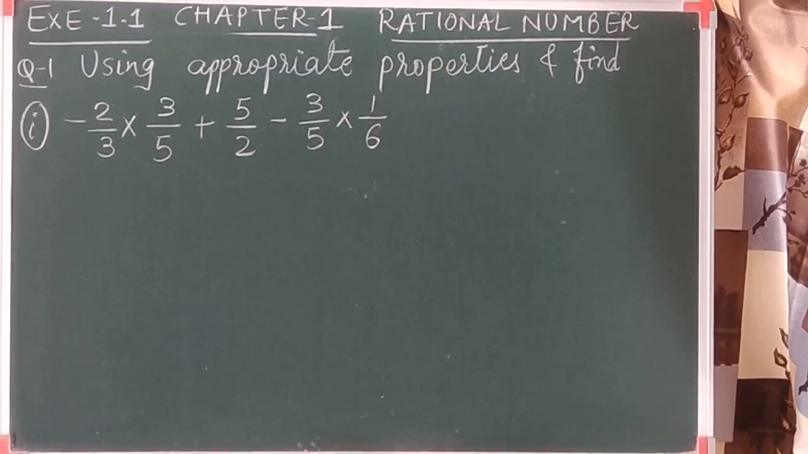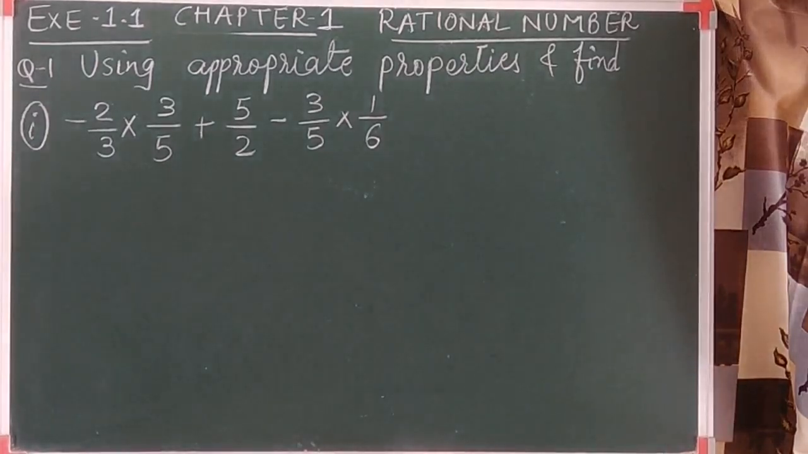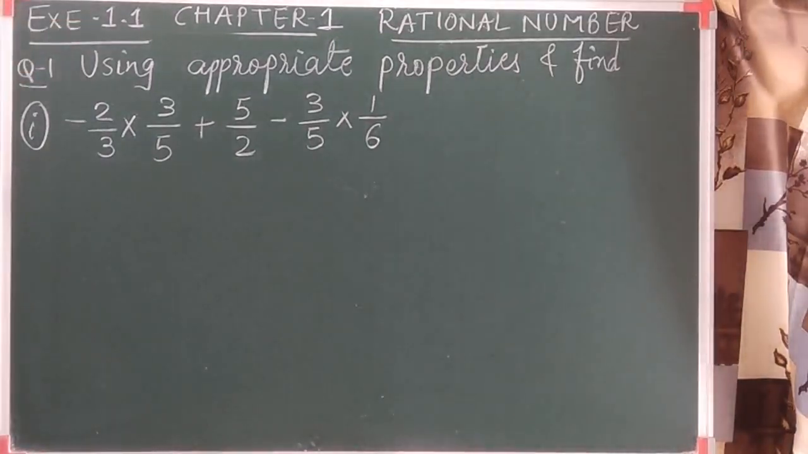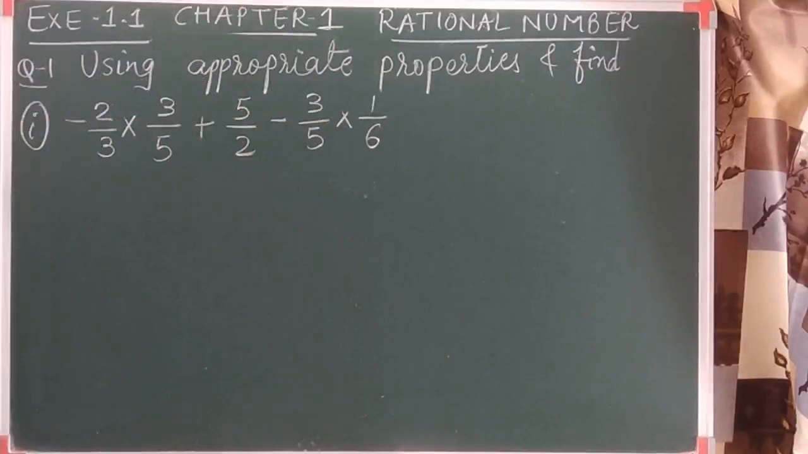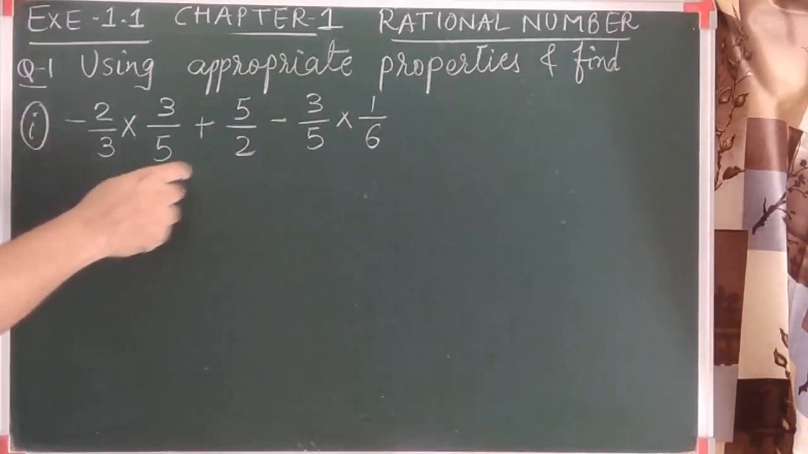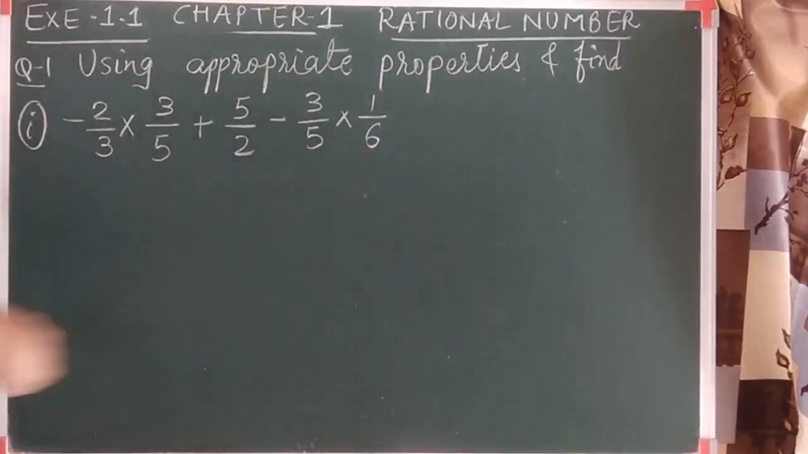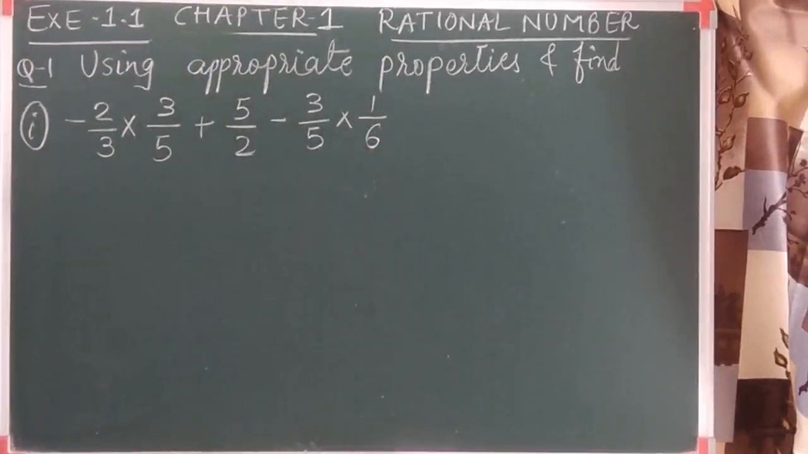Solve question number 1 of exercise 1.1. It is written that using the appropriate properties we have to find out the value. Simplify this. Now it is very important which property is going to be used and how to use it. If you simplify in the simple way, simplify this first, this remains as it is, then simplify, you will get the same answer.